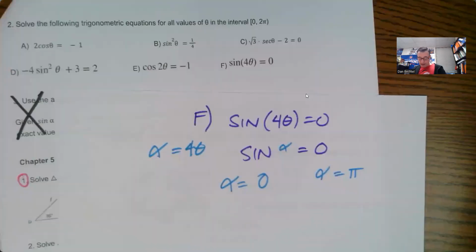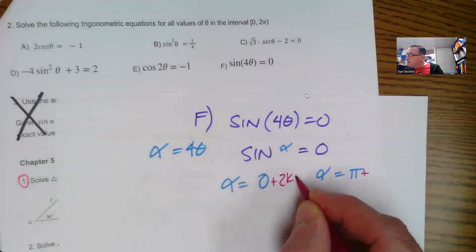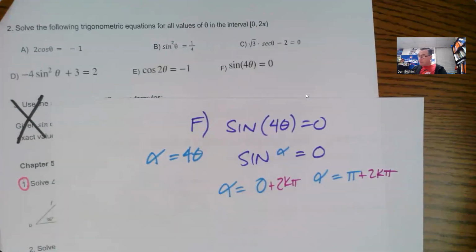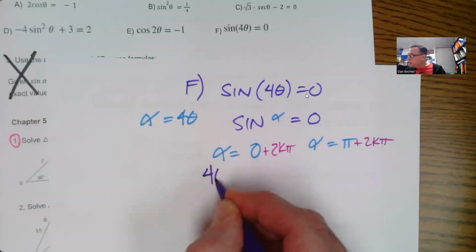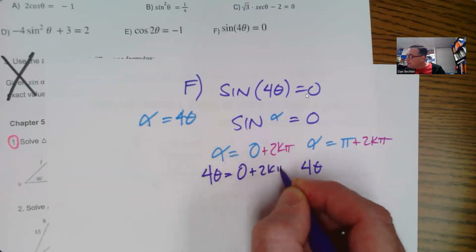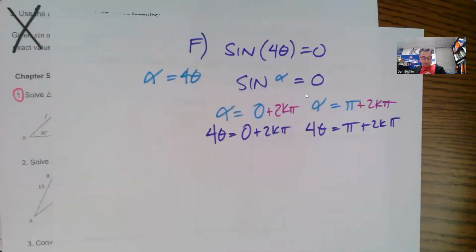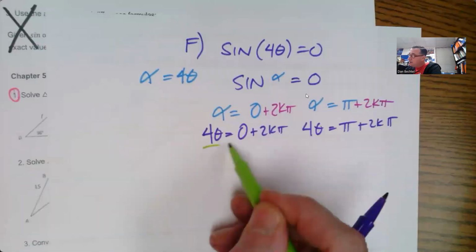So with that being said, I do have to check for additional rotations. I'm going to put for both of these 2k pi because I've got to sub back in. Now, because I'm subbing back in a 4 theta, it is likely that I'm going to have 4 answers in each of these categories. Now, that doesn't mean it's always like that, but it's something that we can look for here. So 4 theta is equal to, in this case, 0 plus 2k pi, and in this case, pi plus 2k pi. Okay, so now to solve for both of these thetas, I got to divide everything by 4.